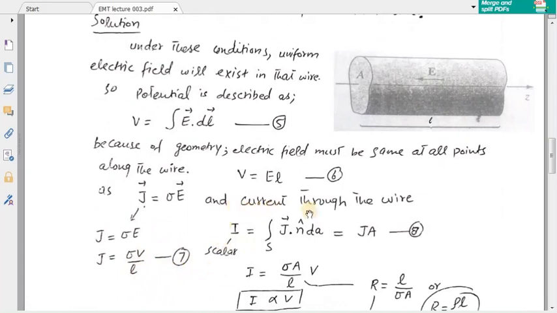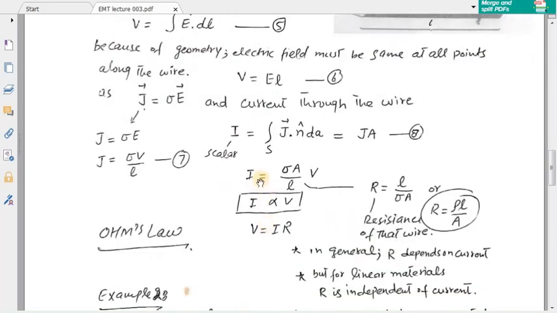In the previous lecture, we established a relation of current in terms of current density: I is equal to the integral over S of J dot n dA. If the current density is constant throughout the material, then the integral can be taken over the surface, and this equation reduces to J times A. Use equation number 7 and equation number 8. Current now becomes of the form I is equal to sigma times A over L times V.